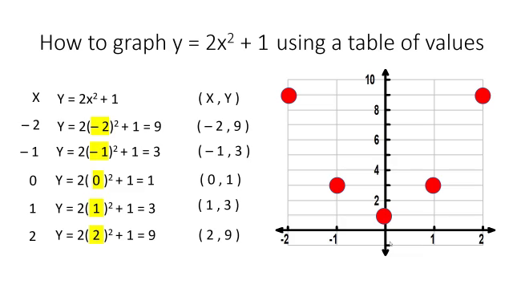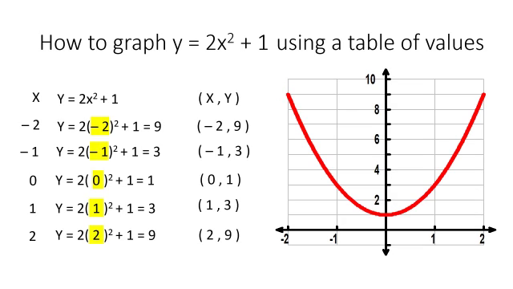Now your third step is to draw a nice smooth curve that joins all of these 5 points together. If you do it correctly, it should look something like this. And that is how you graph y equals 2x squared plus 1 using a table of values.